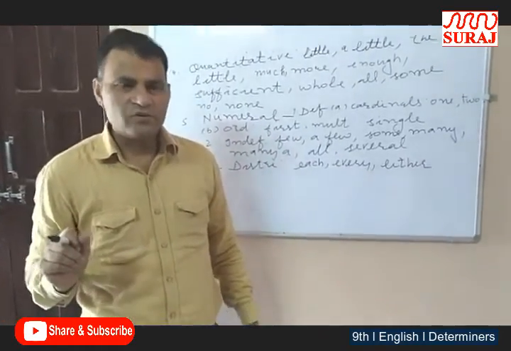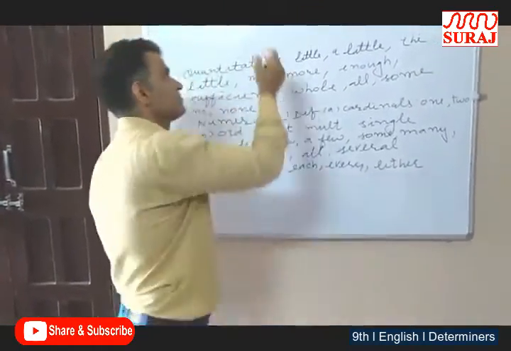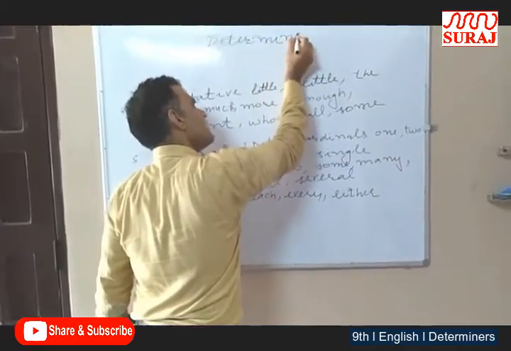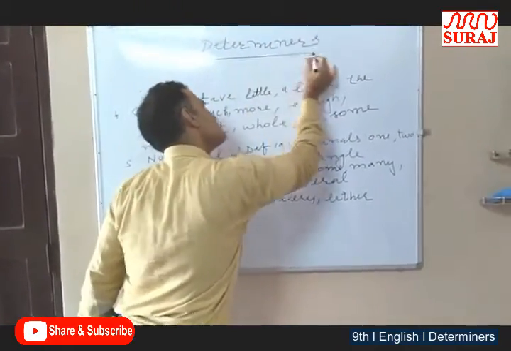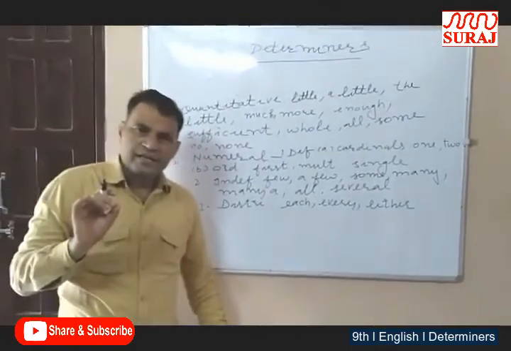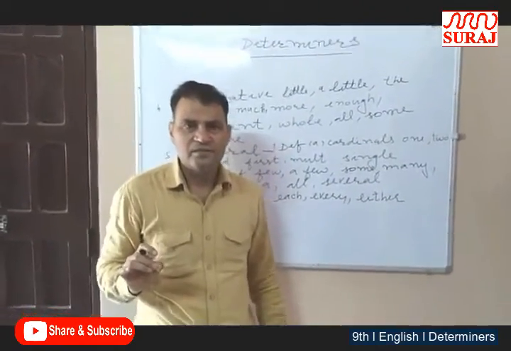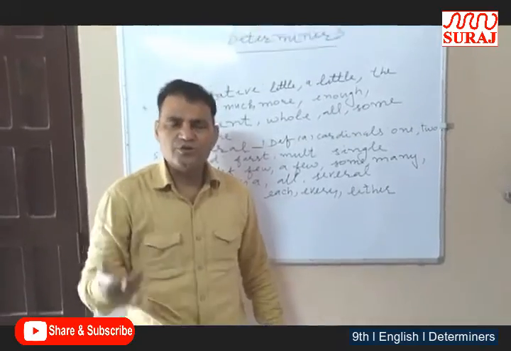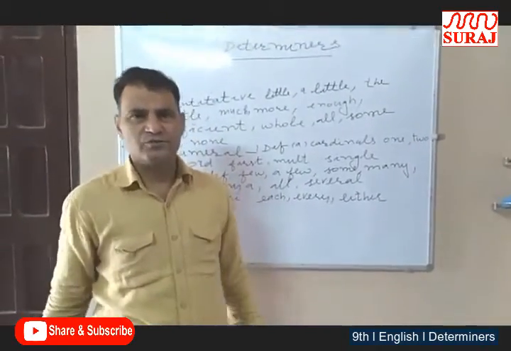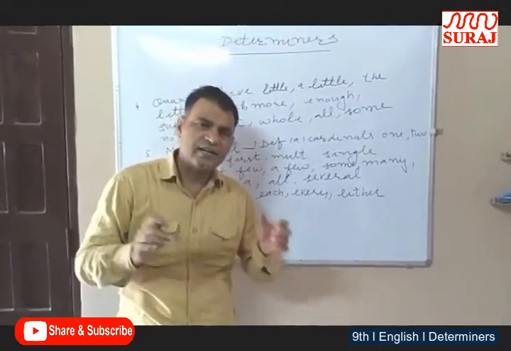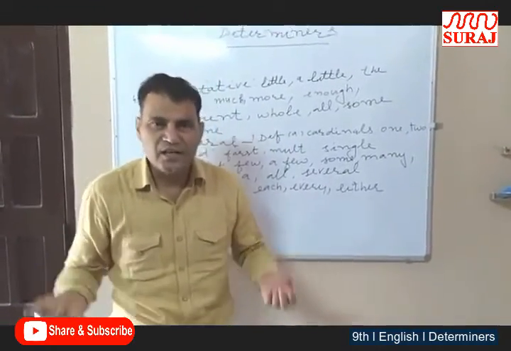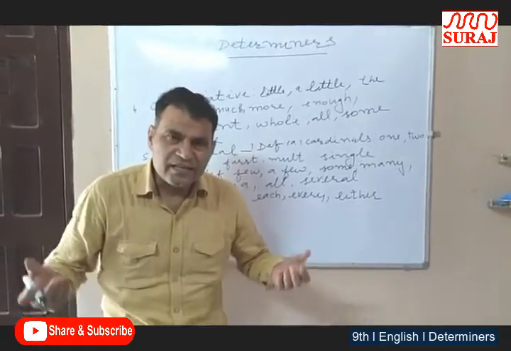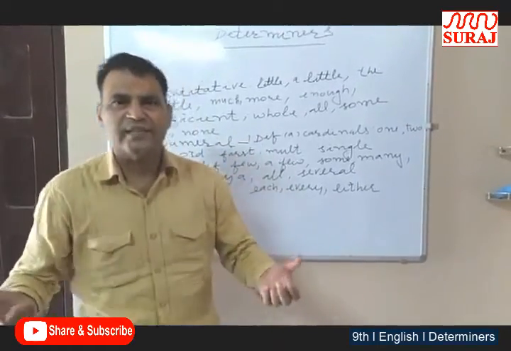So our today's topic is determiners. A determiner is a word which is used before a noun to show how the noun is being used. In other words, we can say that determiners fix the noun, determine the noun. The determiner tells us how the noun is being used in a sentence.